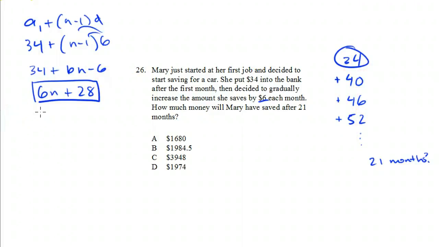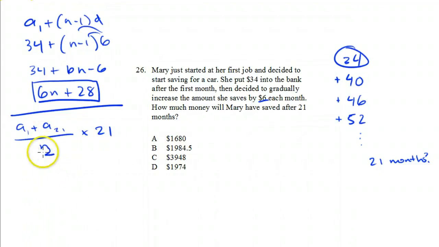So the formula for that one is, remember, we need to find the average of the first and last term. So the first term and the last term, which in this case is the 21st term. Find the average, multiplied by however many terms we have, which is 21. Oops, this should be a 2. So that's our formula we're going to use. So what is our first term? Well, that's easy. It's 34.